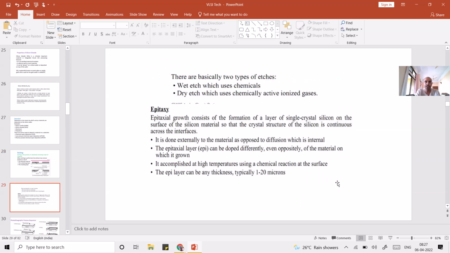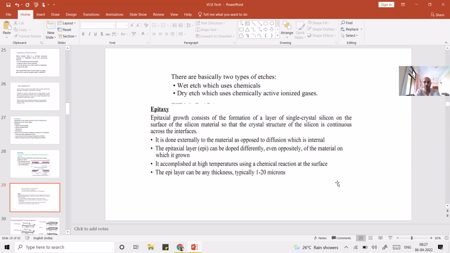In wet etching, basically we use chemicals to dissolve the oxide layer. Whereas in dry etching, we use materials such as hydrogen or vapors of some acids. These acids ionize the gases, and these ionized gases slowly react with the oxide and remove it. That is what we do in dry etching.